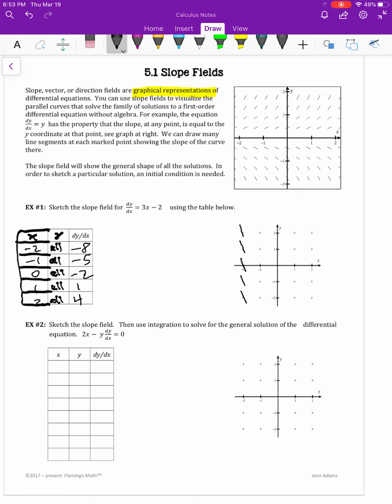So I'm just going to make it pretty steep there, -8. And then you've got -5. They're not going to be as steep, but still pretty steep. -2. We're just putting a -2 slope at each one of those. And then at 1, it's +1. And then +4. Okay, so that's what that slope field is going to look like.